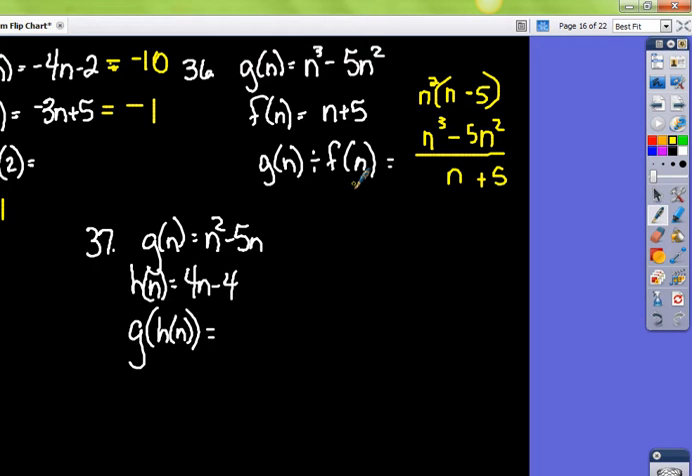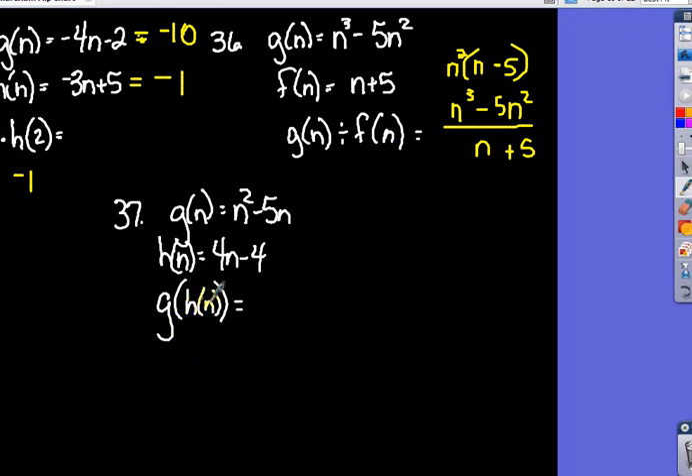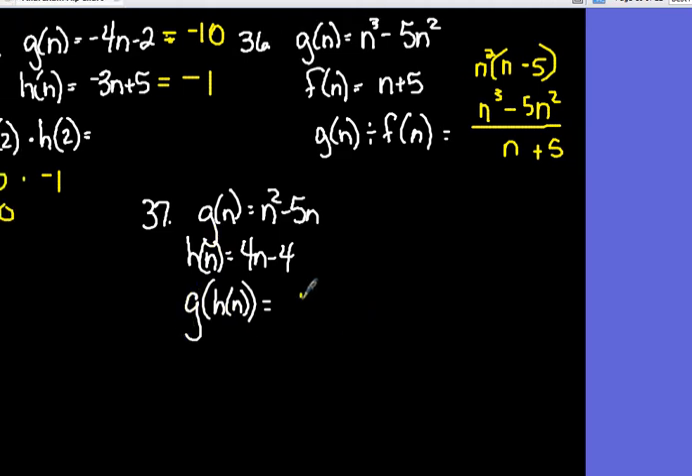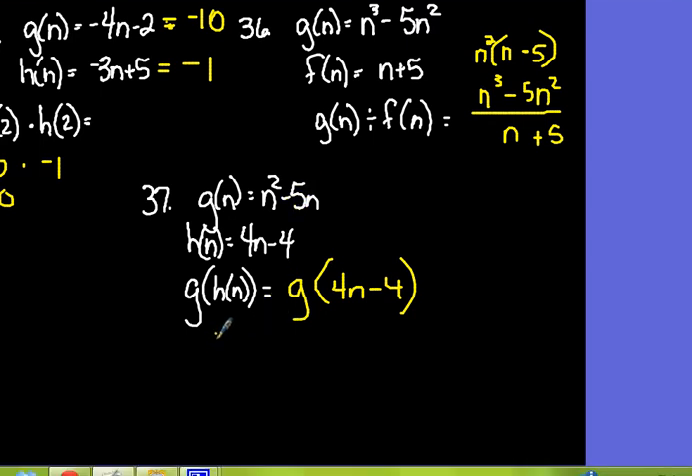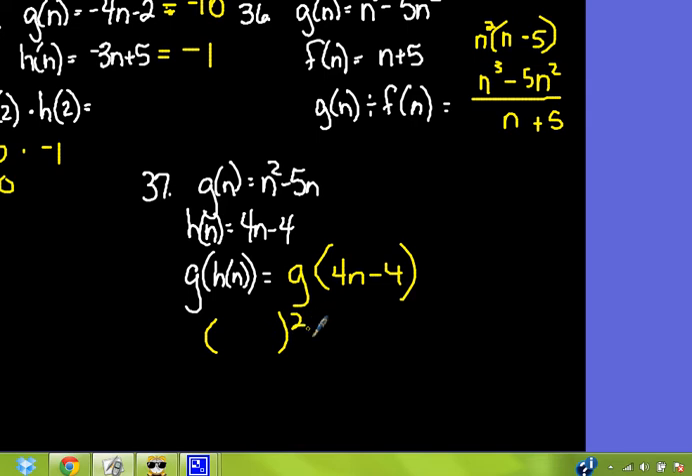All right, number 37, we're doing a composite function because I see this function embedded inside of the g function. So the first thing I'm going to do is make a very easy substitution. I'm going to take out this h of n, and I'm going to have 4n minus 4. Now, this is my new input into the g function. So I'm going to go up to this g function. Wherever I see an n, I'm going to leave a big space, and inside that space, I'm going to fill it up with 4n minus 4.